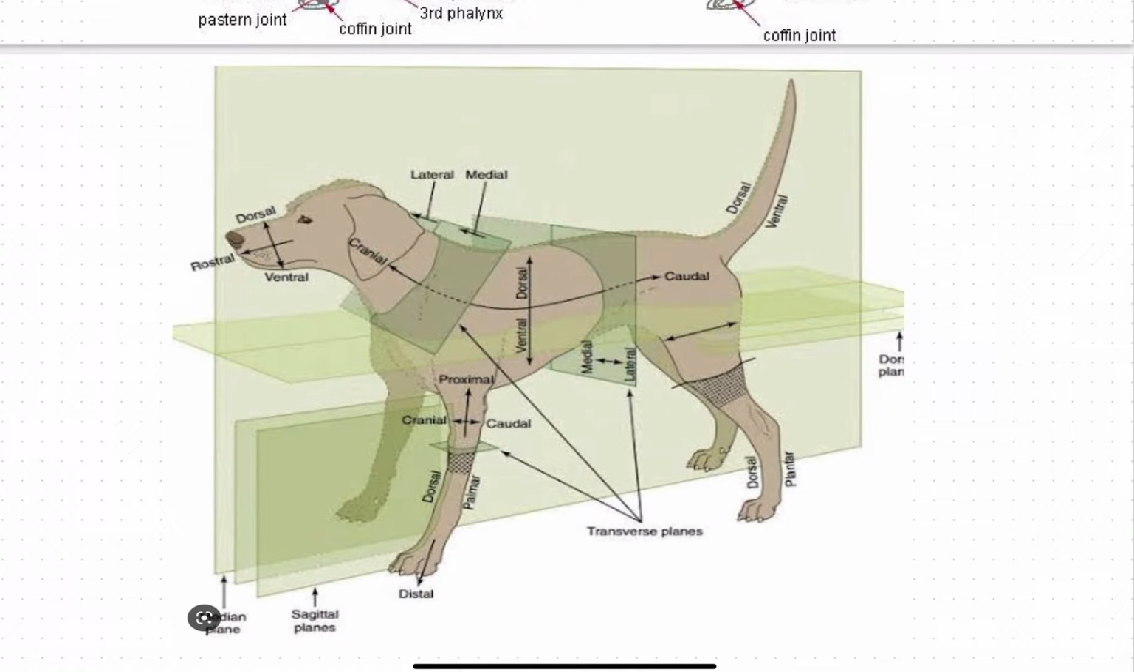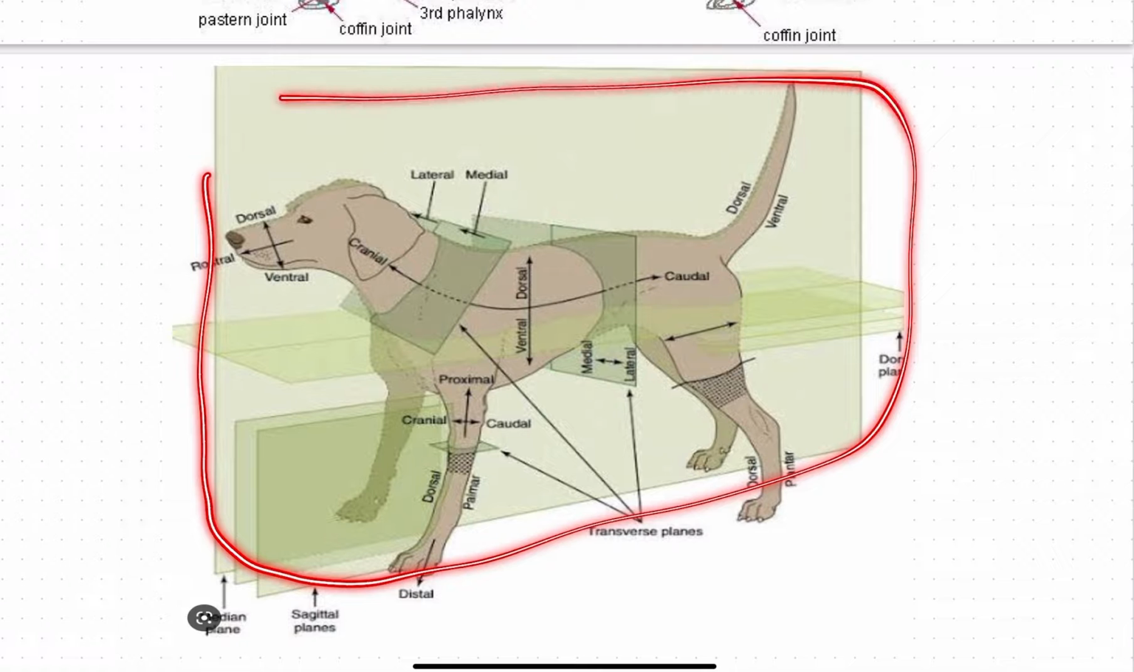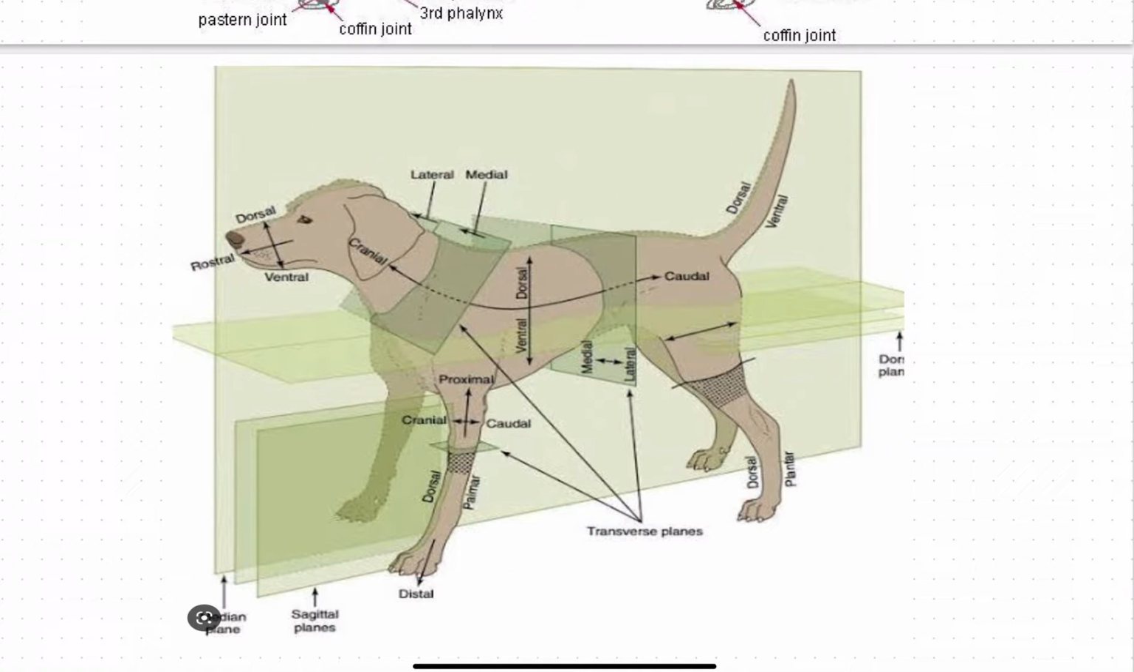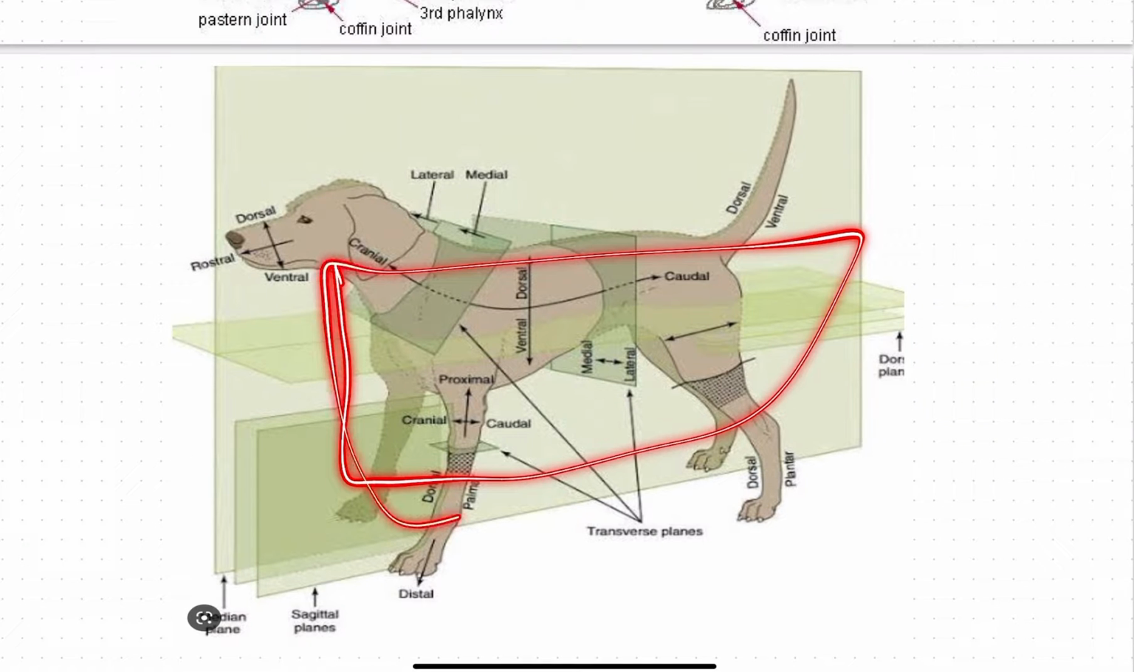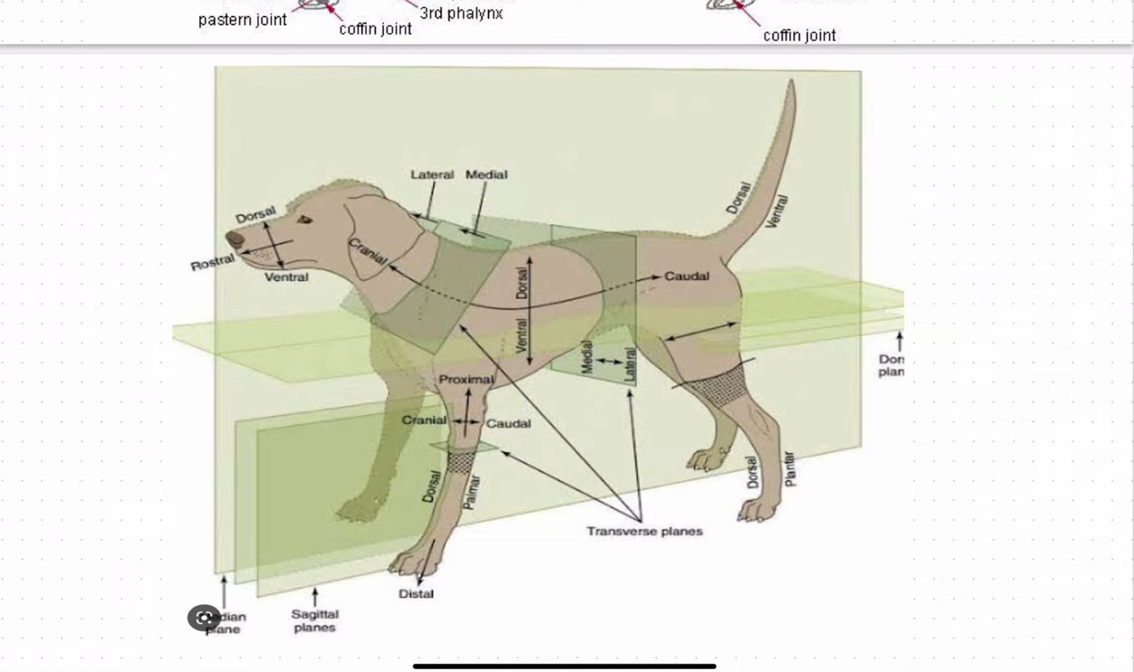Now another plane I want to discuss here is the sagittal plane and the median plane. The median plane is the plane which I told you earlier, which cuts the animal into right and left parts, and the planes parallel to this median plane, which cut the animal into unequal parts, are known as sagittal planes.